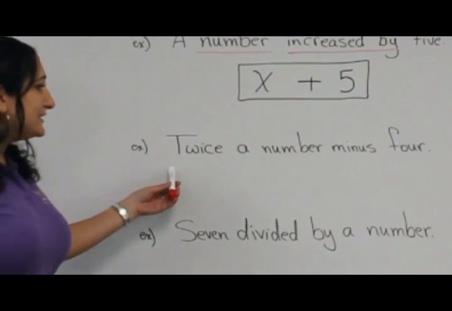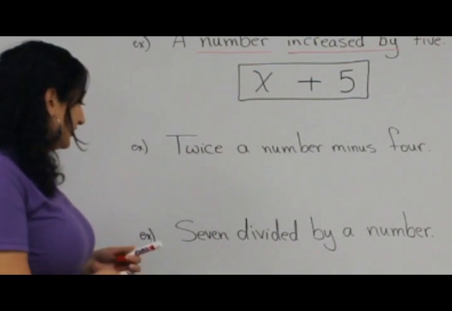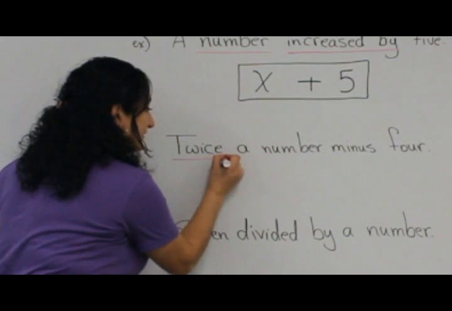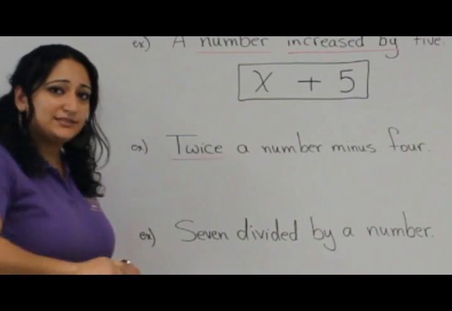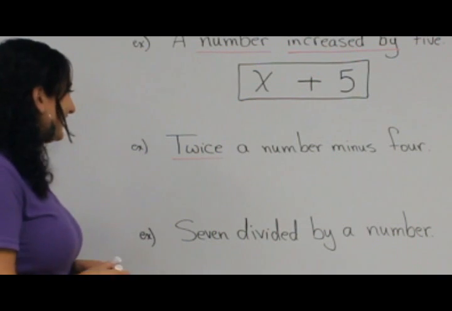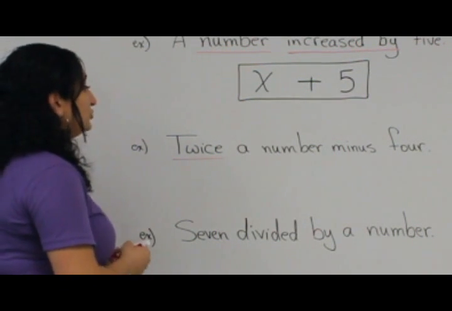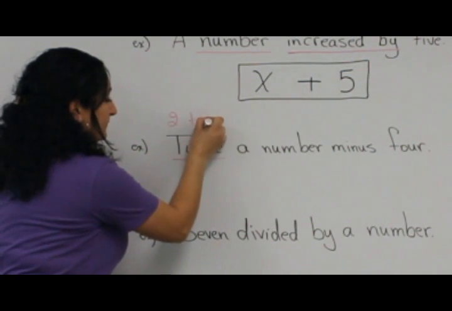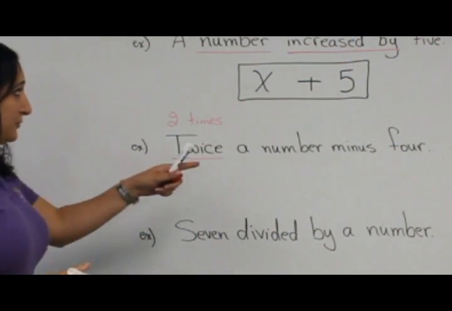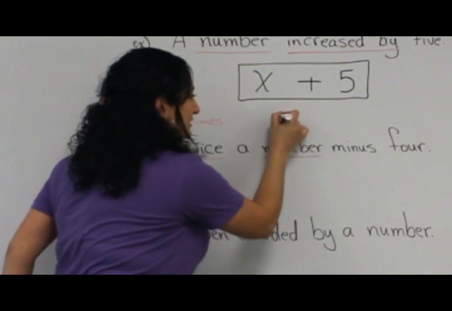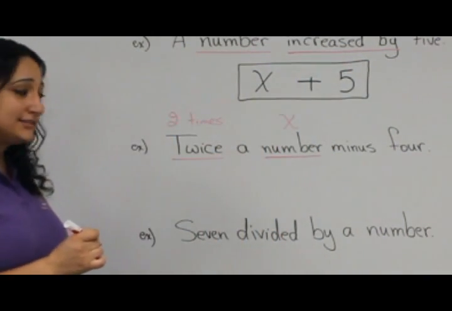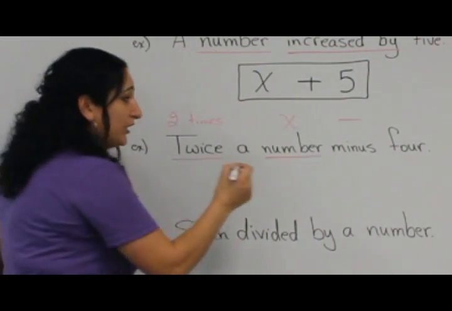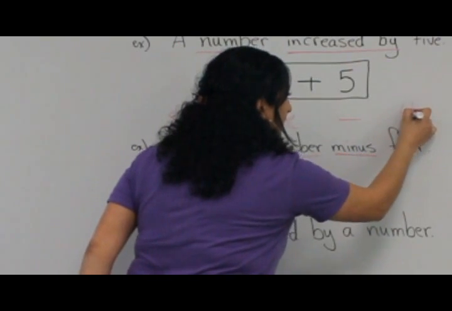All right, now let's take a look at the second statement. We have twice a number minus 4. So once again, if we highlight the keywords, we've got twice. And twice, which means, if you said 2 times, you got the right thing. Twice is a different way of saying 2 times something. So that would be 2 times a number, there goes again, and that represents our unknown, so that's our x, minus is our subtraction, and 4 again is the number 4.